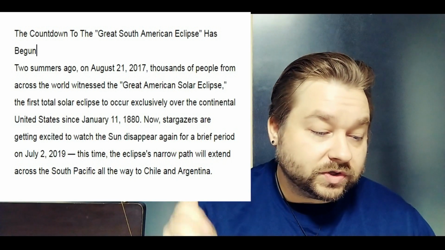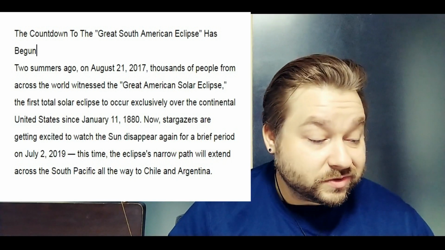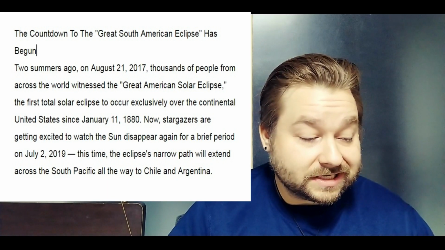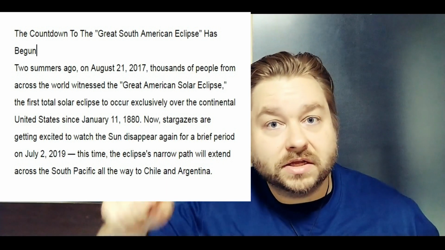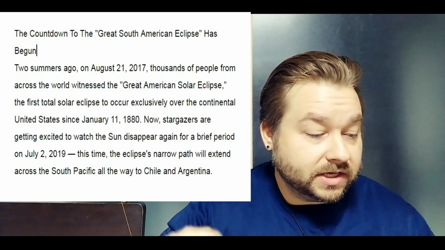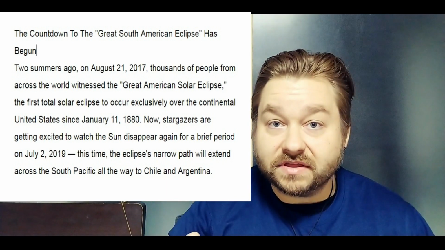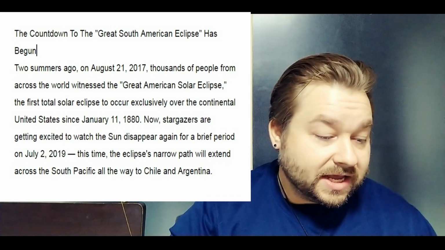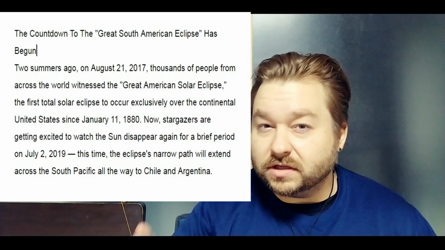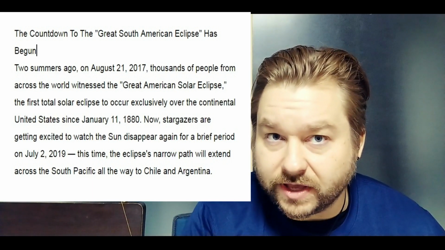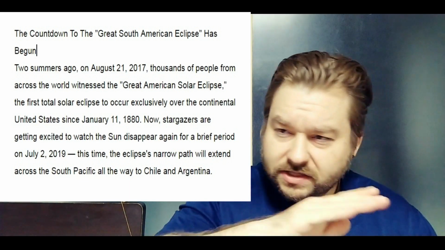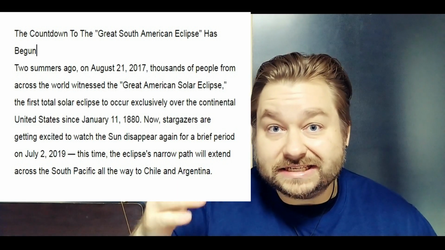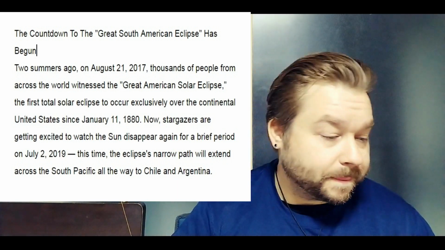Then we have a pause after that because there's a comma. The first total solar eclipse to occur exclusively over the continental United States. Now, that was long, right? Let's put a pause there. Since January 11th, another pause, 1880, period. Let's try that, okay? So we have lots of new pauses to add in. This is going to just be the pause. This isn't going to be the emphasis, right?